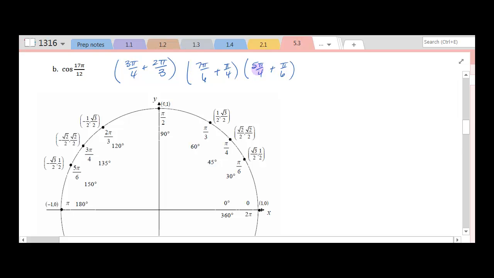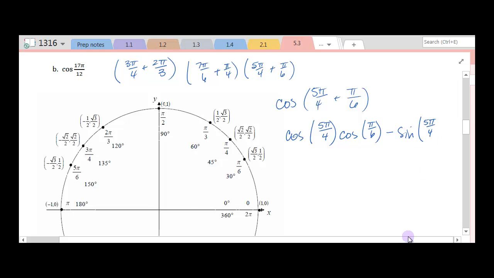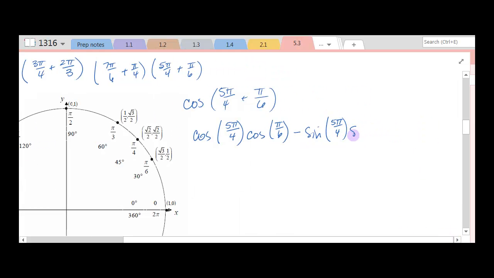I'm going to use the cosine of 5 pi over 4 plus pi over 6, and obviously this is the sum identity for cosine, to find the exact value of 17 pi over 12. So this becomes the cosine of the first, which is 5 pi over 4, times the cosine of the second, minus the sine of the first, 5 pi over 4, times the sine of the second, which is pi over 6.